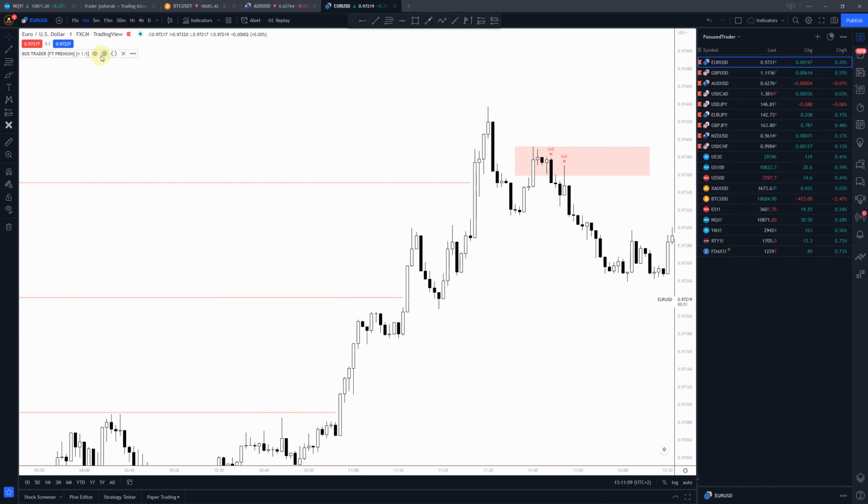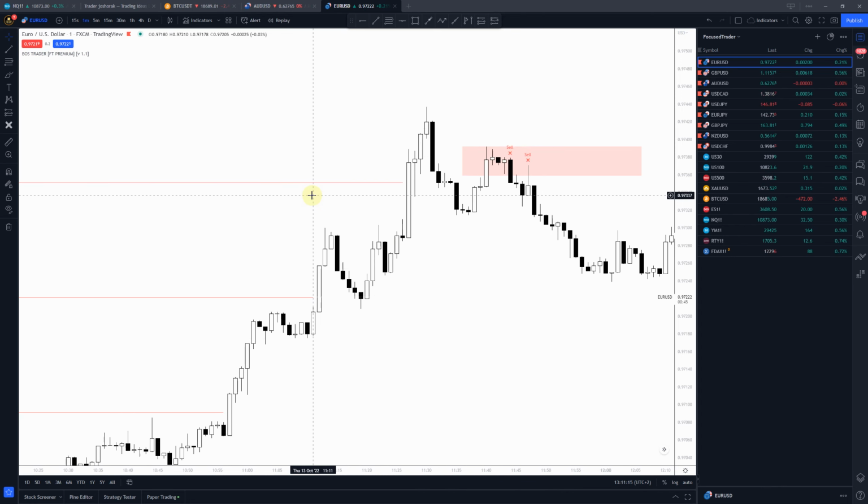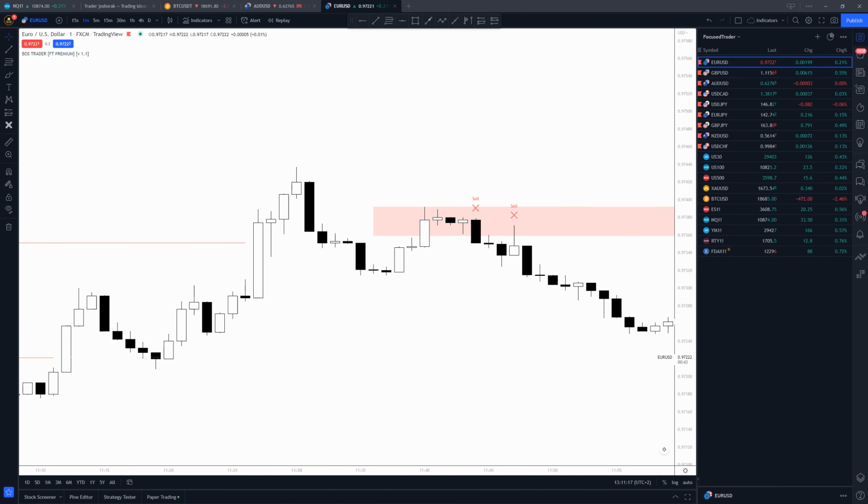Okay, so let's continue with the settings and the type of structure break. There is default, there is close, and there is over bar. So again, what it means, we still know that this is our structure point. And what are our default settings? In default settings, it is enough to have just a small part of the candle below this low, below this structure point.